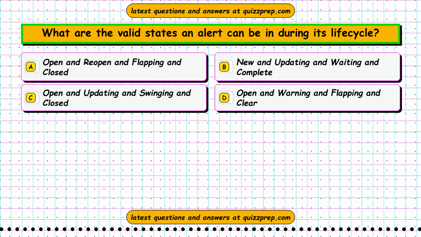Question 9. What are the valid states an alert can be in during its life cycle? Option A, open and reopen and flapping and closed. Option B, new and updating and waiting and complete. Option C, open and updating and swinging and closed. Option D, open and warning and flapping and clear.